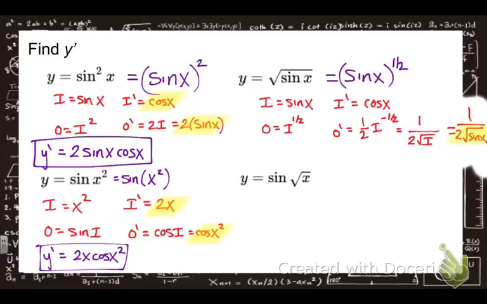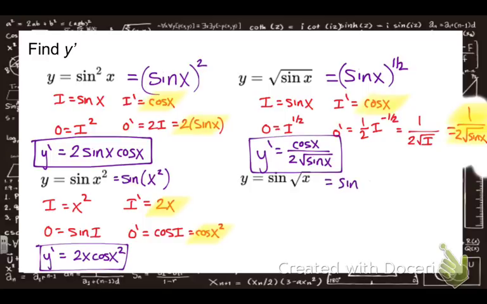Chain rule says to multiply the derivative of the outside times the derivative of the inside. So if I do that, and I don't think there's much we can simplify, we would get y prime equals cosine of x from the derivative of the inside divided by 2 radical sine of x from the derivative of the outside. Final answer.